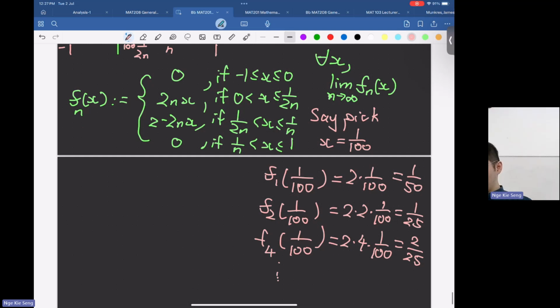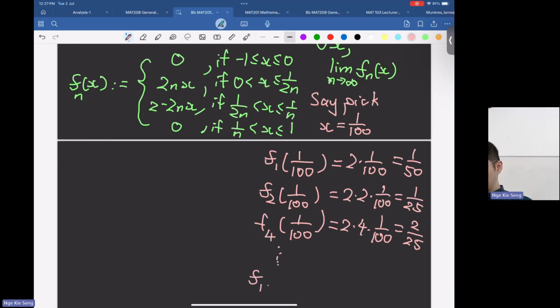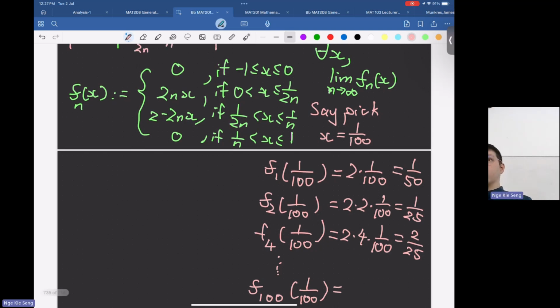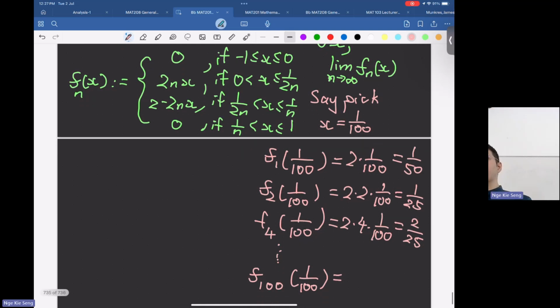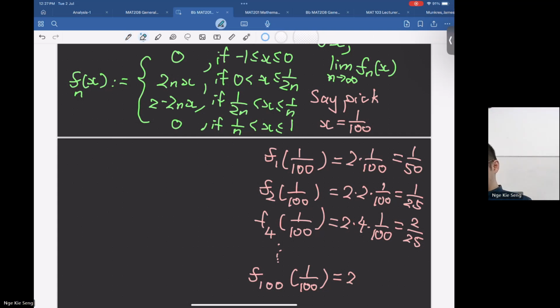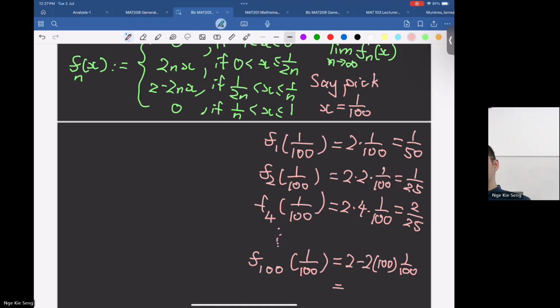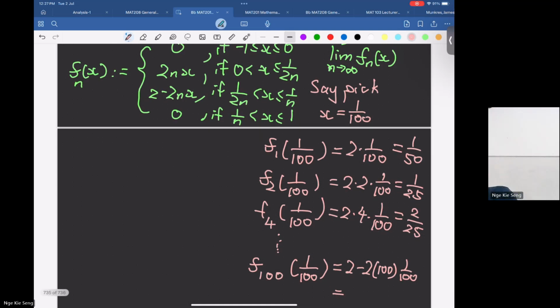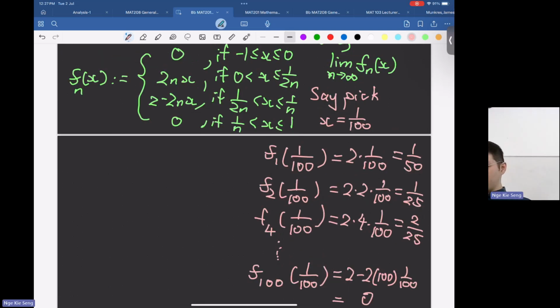And then maybe you can try more. Let's say try out f of 200, f of 100. Which category does it lie in? The third category. So in the third category, what do you get? 2 times n minus 2 times n times 1 over 100. What do you get? 0. So what can you see from this number here?